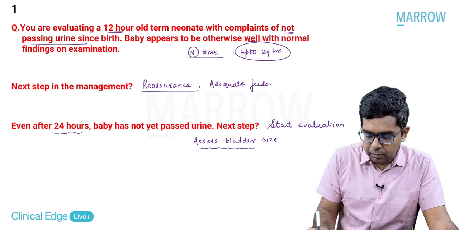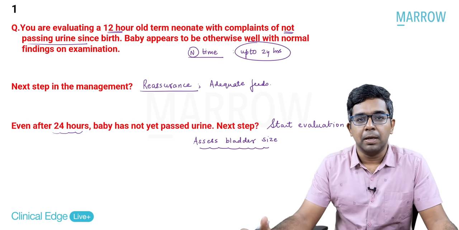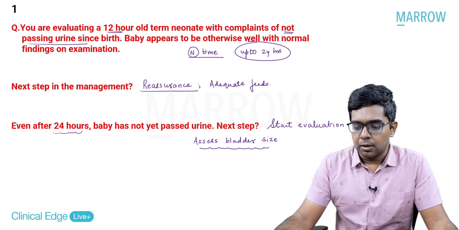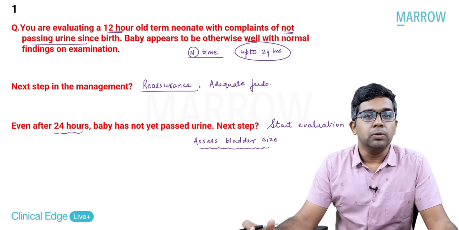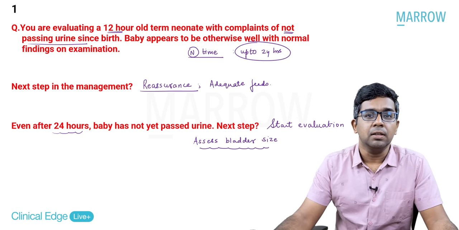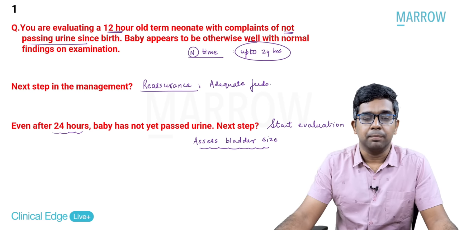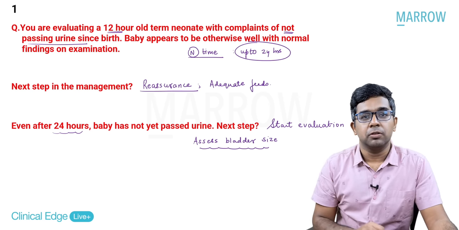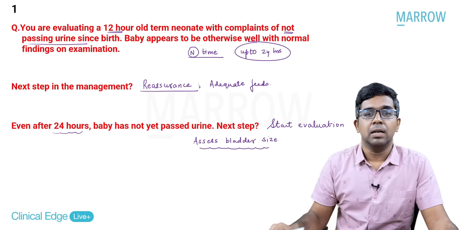Now, this assessment of the bladder size can be done by examination, wherein you palpate the abdomen and try to know the approximate bladder size, or you can do an ultrasound to measure the bladder size as well as to see any unvoided urine inside the bladder. Okay, so the first thing at this point of time, at 24 hours when the baby has not passed urine, is to assess the bladder size.